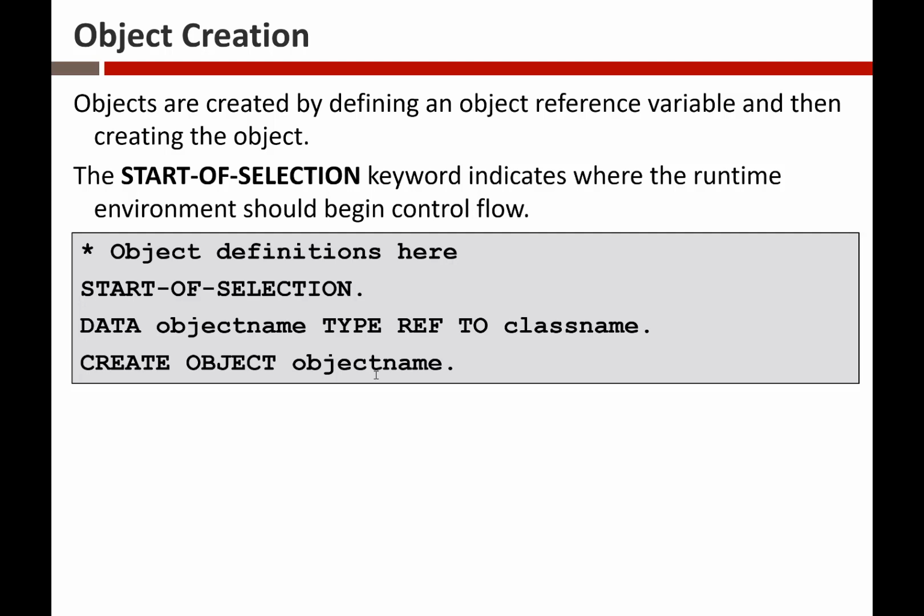And then to create an object, I have a data statement where I give my object a name, and then you'll see type ref to and then the name of the class. And all that does is create the data object. To actually instantiate the object, I use the keyword sequence create object and then list the name of the object.